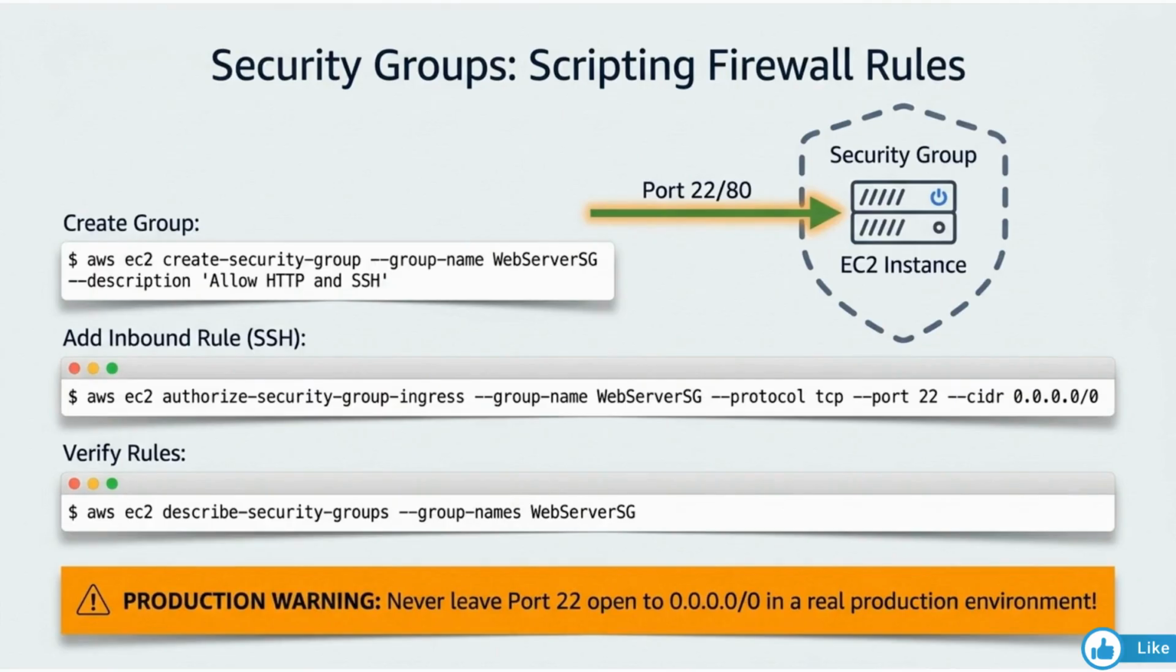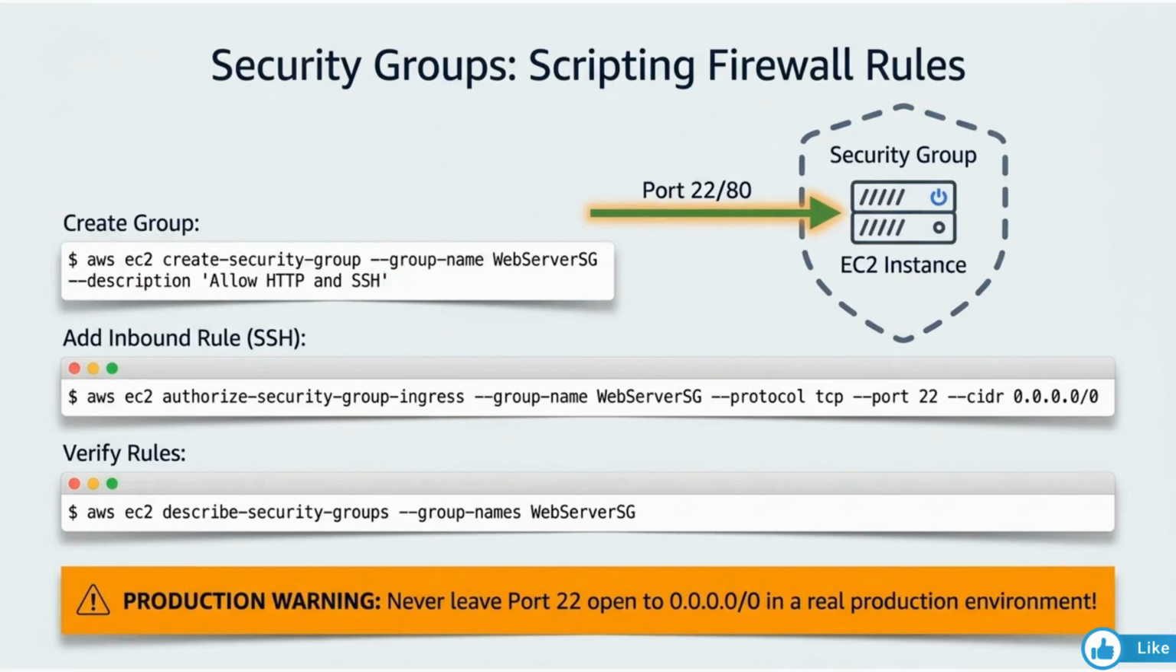Security groups act like virtual firewalls for EC2. They control inbound and outbound traffic. With AWS CLI, we can create a security group and add rules. For example, we can allow SSH traffic on port 22.